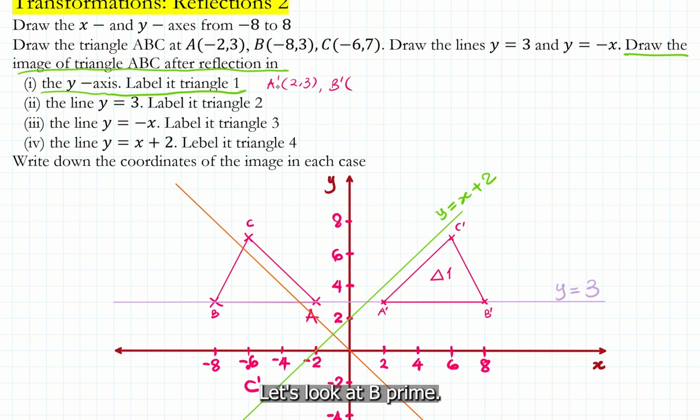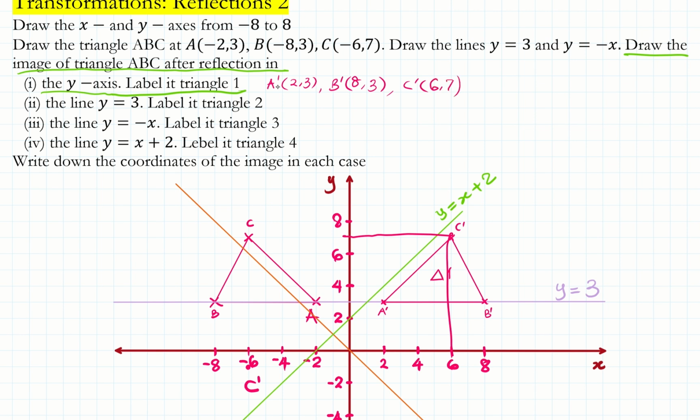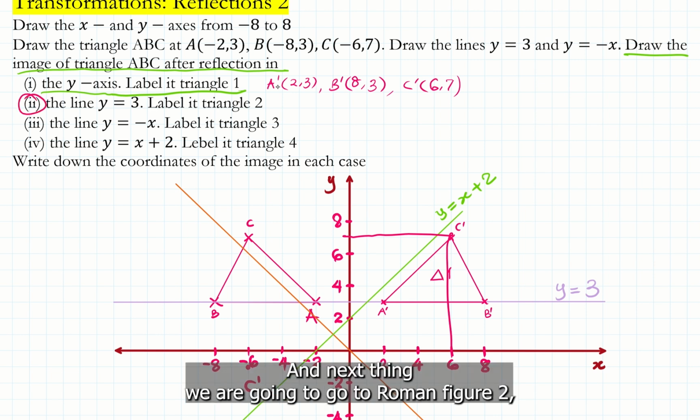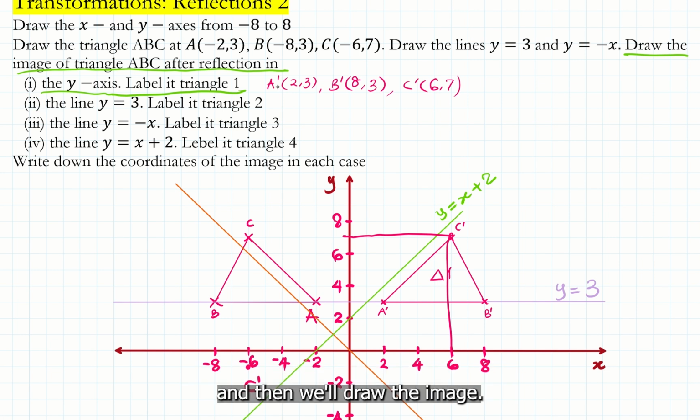Let's look at B prime. That's this one, and that is 8, 3. And C prime will be 6, 7. Okay, so we are done with triangle 1. The next thing we are going to go through is my figure 2, and then we'll draw the image.